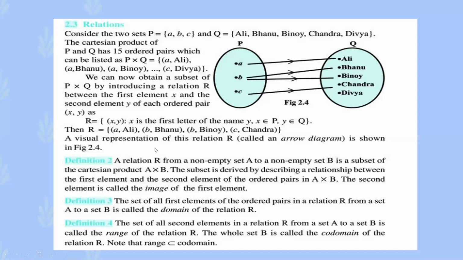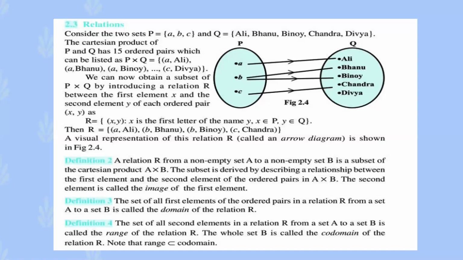So the definition of relation comes here. A relation R from a non-empty set A to a non-empty set B is a subset of the Cartesian product A cross B. The subset is derived by describing a relationship between the first element and the second element of the ordered pairs in A cross B. The second element is called the image of the first element. I think you should remember, you are in class 12th, but it is of class 11th. So everybody should remember. That is why I am doing a bit of revision.